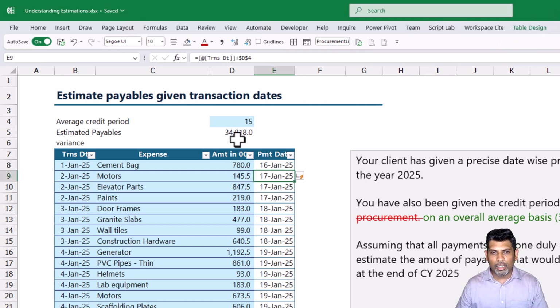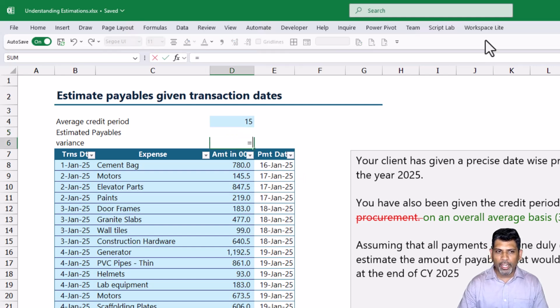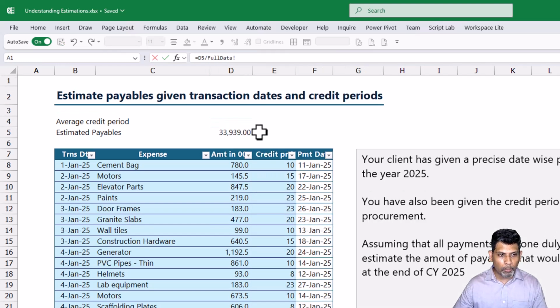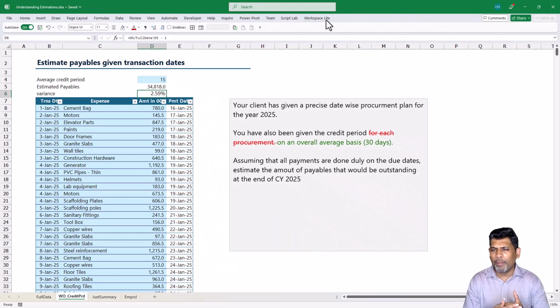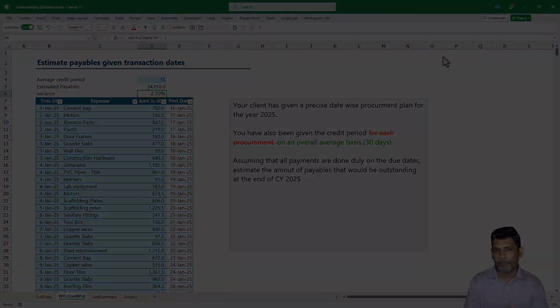Using the same SUMIFS function, I'm getting this number as 34,818. If you look at it, it's not exactly what we had earlier. But if I calculate the variance, that's 34,818 divided by 33,939 minus 1. It's around 2.6% off from the actual data that we were trying to compute earlier. But this is still better than saying, okay, I don't have credit period, so I'm clueless. We were able to come up with something that's within the ballpark.